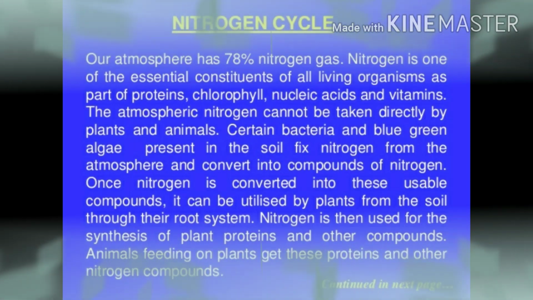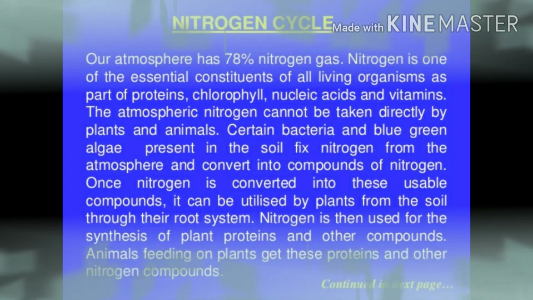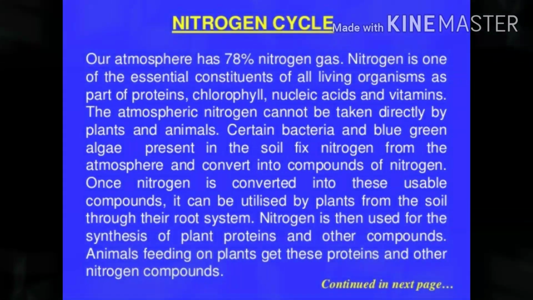Certain bacteria and blue-green algae present in the soil fix nitrogen from the atmosphere and convert it into compounds of nitrogen. Once nitrogen is converted into these usable compounds, it can be utilized by plants from the soil through their root system. Nitrogen is then used for the synthesis of plant proteins and other compounds. Animals feeding on plants get these proteins and other nitrogen compounds.